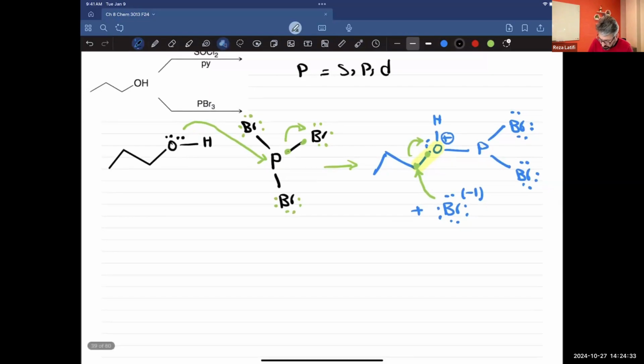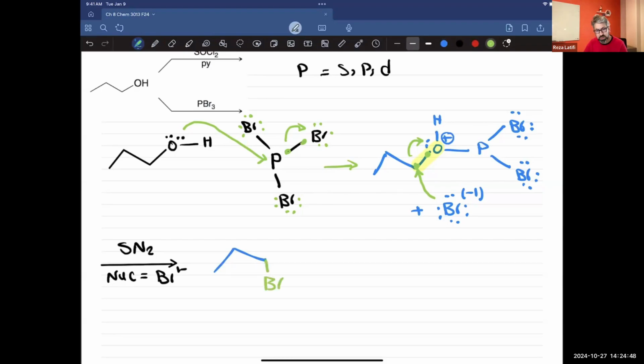So the next step of the chemical reaction will be an SN2 reaction. Our nucleophile will be the bromide. The bromide will go after carbon, and it will be inserted into the carbon there. And OH will leave the system. In that case, we will have hydrogen attached to oxygen.